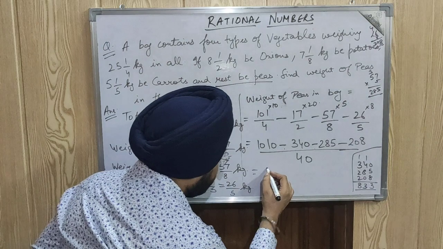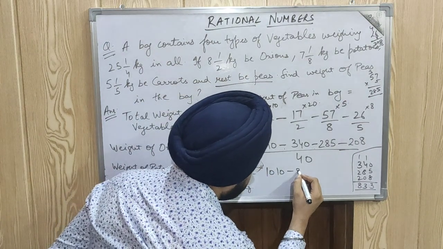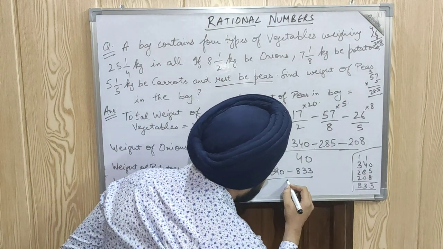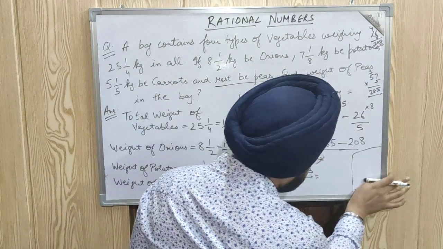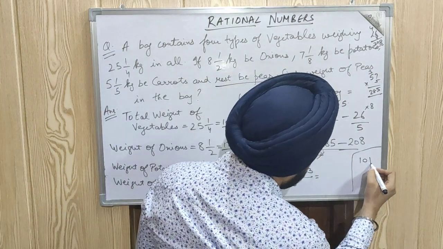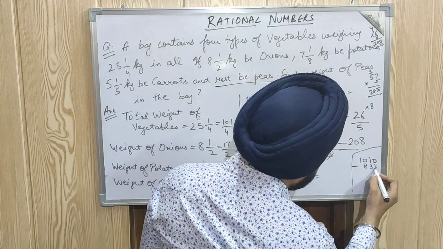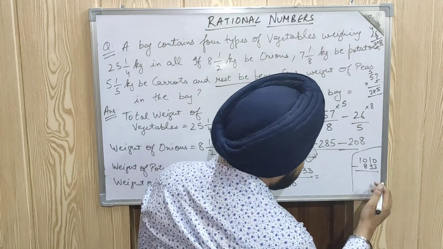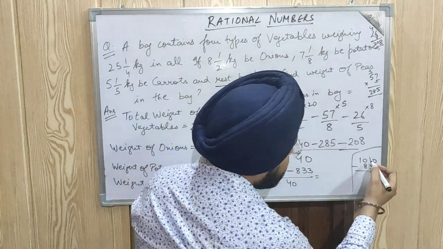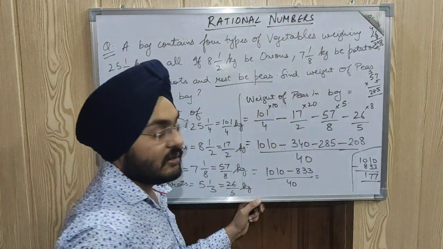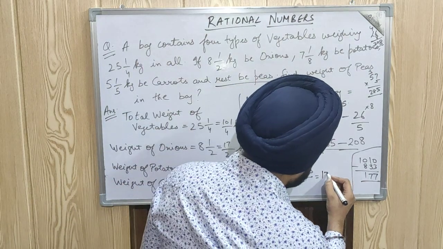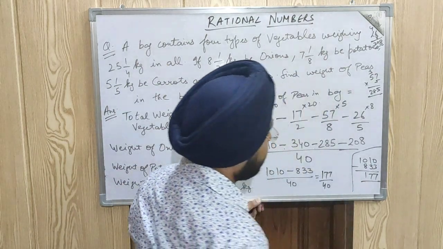So now I will be writing in this way 1010 minus 833 by 40. So now I have to subtract these numbers. Okay. So 1010 minus 833. So 10 minus 3 will be what? 7. Then 10 minus 3 again 7. And 9 minus 8 will be what? 1. So that will be left with 177 by 40.